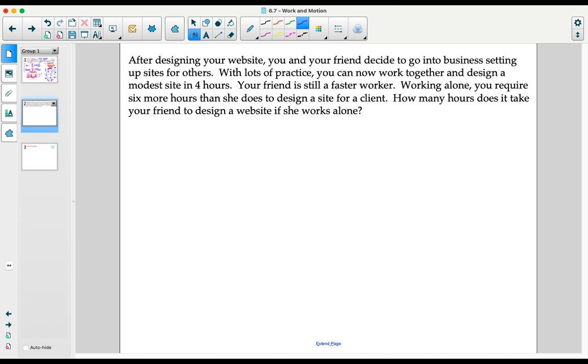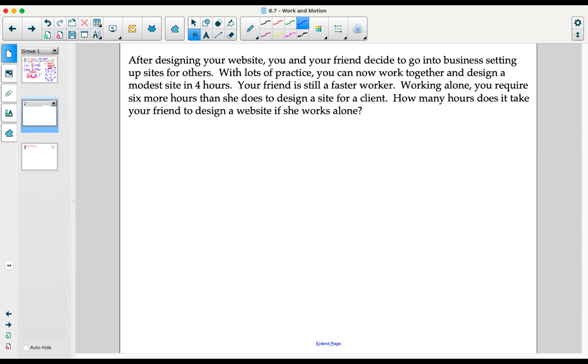Thinking back to our last example, after designing your website, you and your friend decide to go into business setting up sites for others. With lots of practice, you can now work together and design a modest site in 4 hours. Your friend is still a faster worker. Working alone, you require 6 more hours than she does to design a site for a client. How many hours does it take your friend to design a website if she works alone?